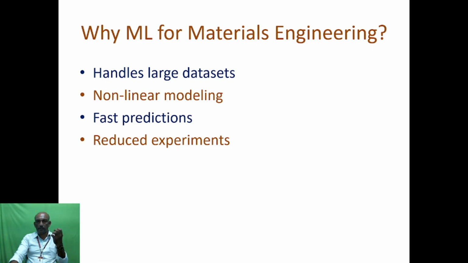Fast predictions: once we develop the data structure properly, we can generate results very fast for the upcoming data. Reduced experiments: without machine learning, if we follow only the conventional technique, we need 100 or 200 experiments to characterize a material. But with machine learning methods, we can go for 50 or 100 experiments, characterize the data, and give the data to machine learning, and it will produce a good result and a more accurate value. Therefore the number of experiments is also reduced if we use machine learning for material characterization.